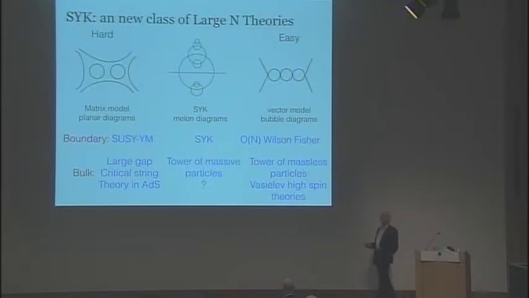SYK is somewhere in between. It has, in the bulk, not as many degrees of freedom as a string with an exponentially rising number of degrees of freedom, but it does have a tower of massive particles, not massless, and most of the work that I've done is trying to understand what this bulk dual is. Is it some kind of string theory or some other kind of theory in the bulk which generalizes gravity?